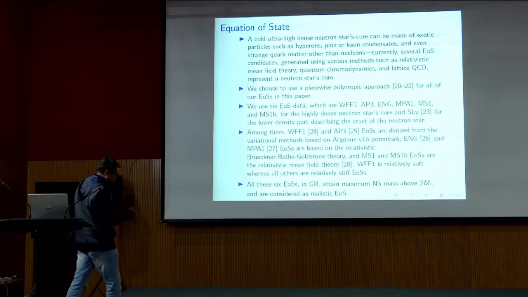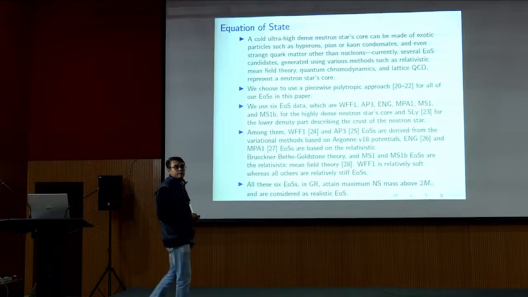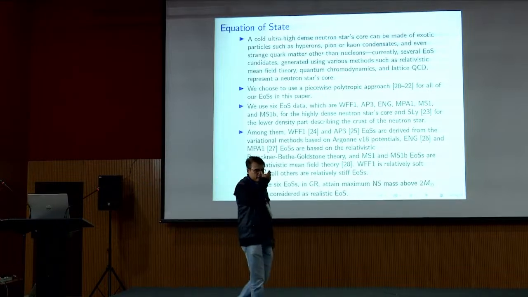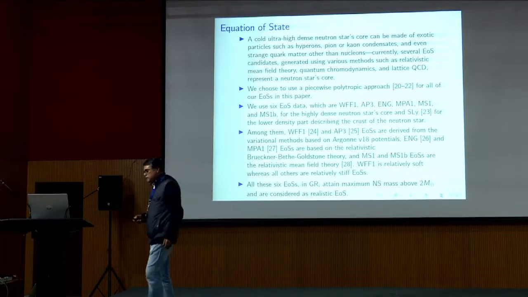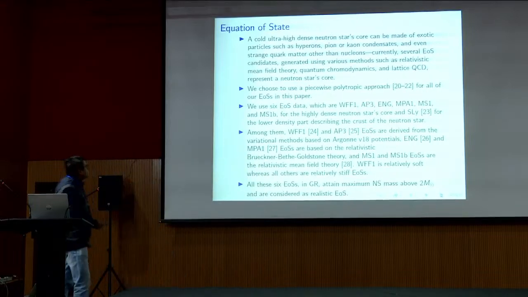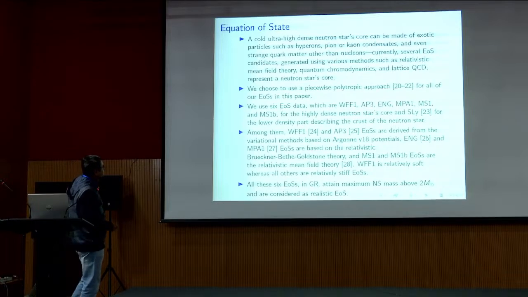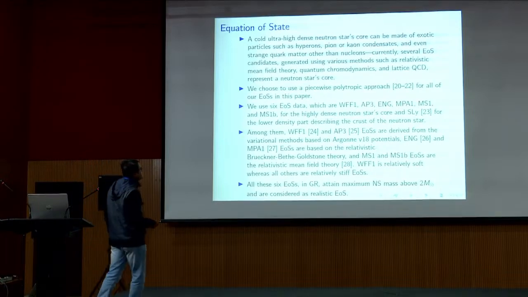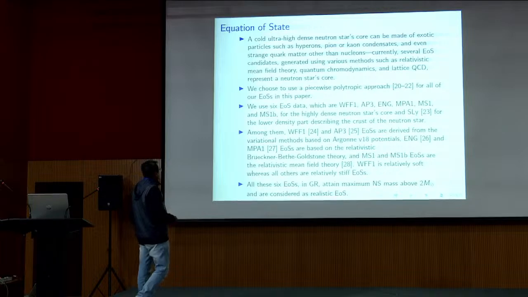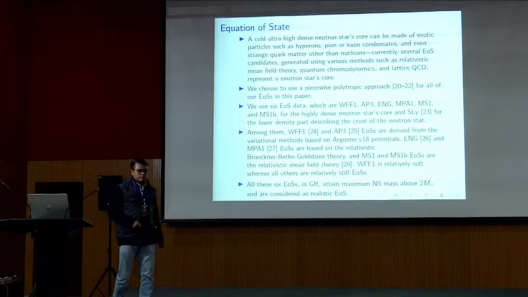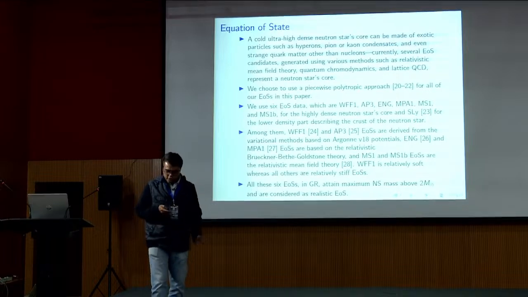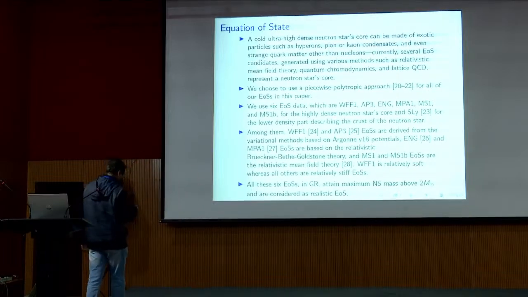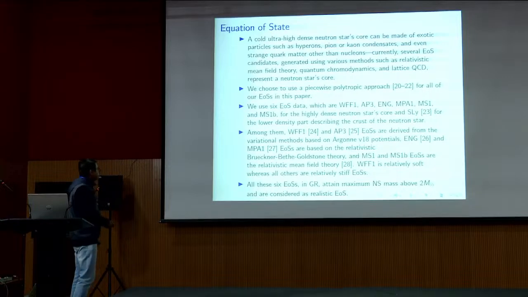And in this case, which type of equation of state have we taken? We have taken realistic equations of state. We have taken 6 realistic equations of state as input: WFF1, AP3, ENG, MPA1, MS1 and MS1B, and SLy equation of state is taken as the equation of state of the crust of the neutron stars. By taking all these 6 equations of state, we are trying to solve it.